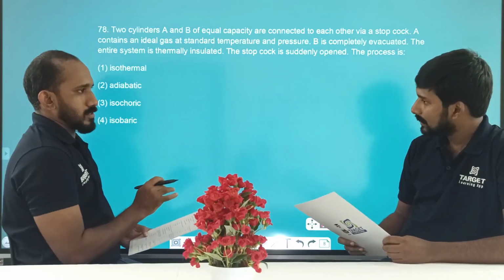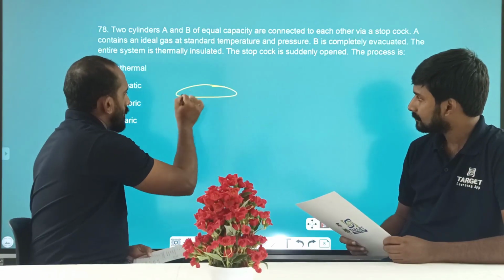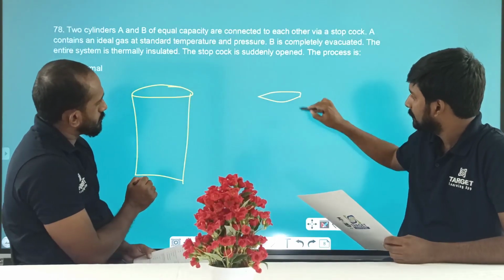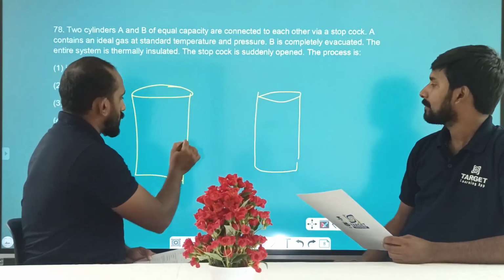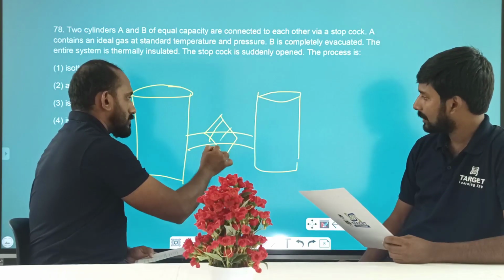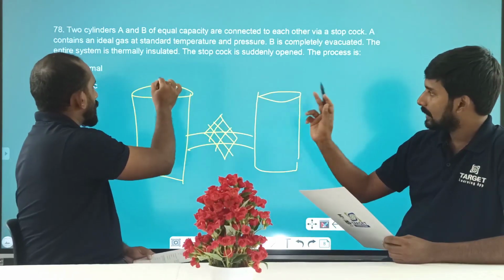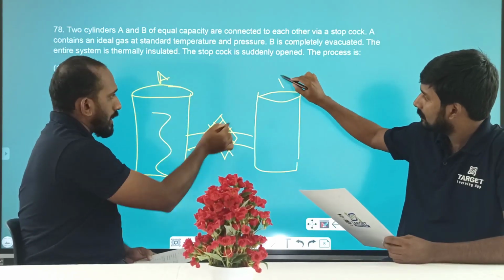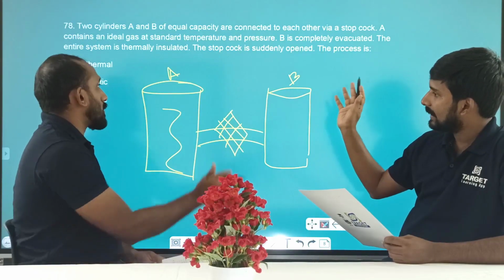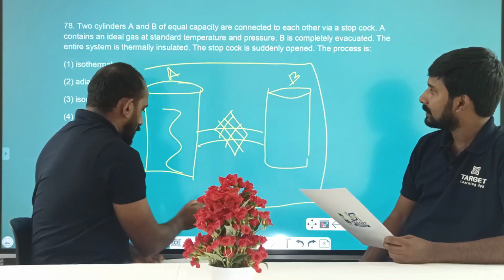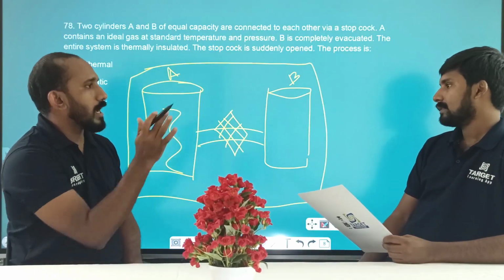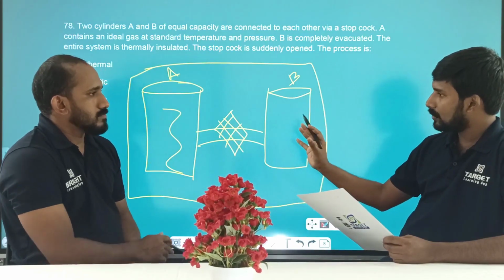So here we have two cylinders, cylinder A and cylinder B. Both are connected with a pipe and blocked with a stopcock. Cylinder A has an ideal gas and cylinder B is vacuum. And the entire system is thermally insulated. Thermally insulated means no heat flow outside and inside, so the process occurring in this system is an adiabatic process.